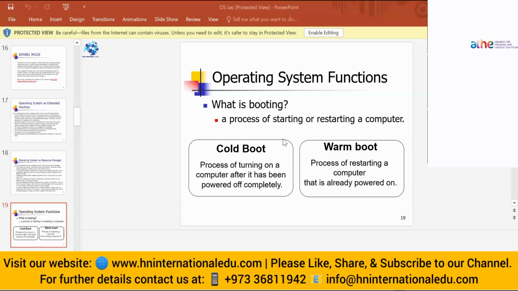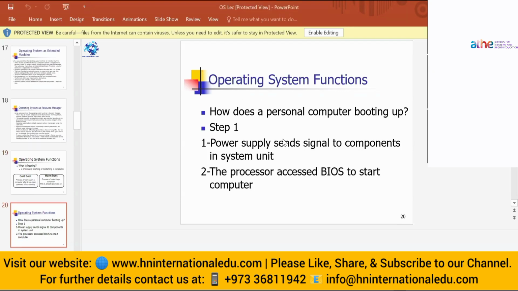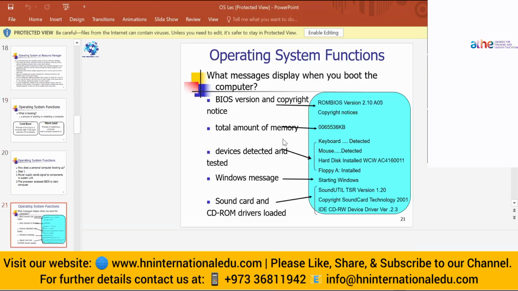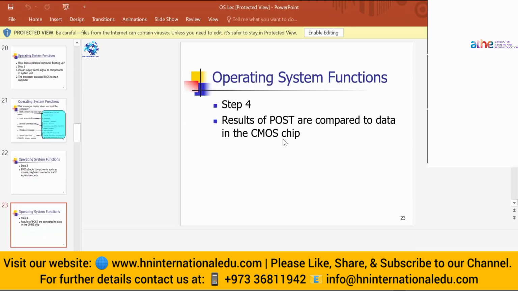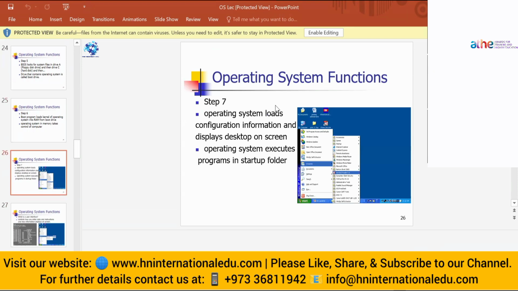Booting system functions also include the booting process. Basically, what's booting? There are two types of booting: cold boot and warm boot. These are different types of functions, and this was basically the startup of Windows, which we call the boot process. Here we have to start from here.